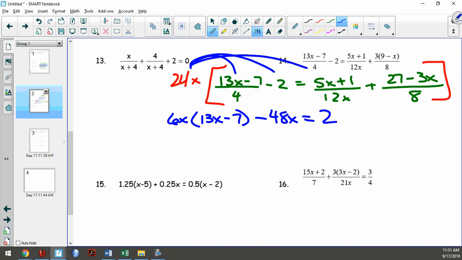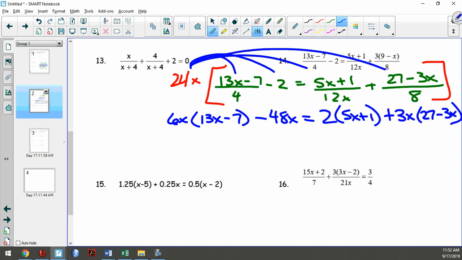What happens to my x's? They cancel out, so I have the 2 and I drop down the 5x plus the 1. Did you see that? Okay. Go to your last term. What is 24x divided by 8? 3x. And then drop down to 27 minus 3x. Do we see that?